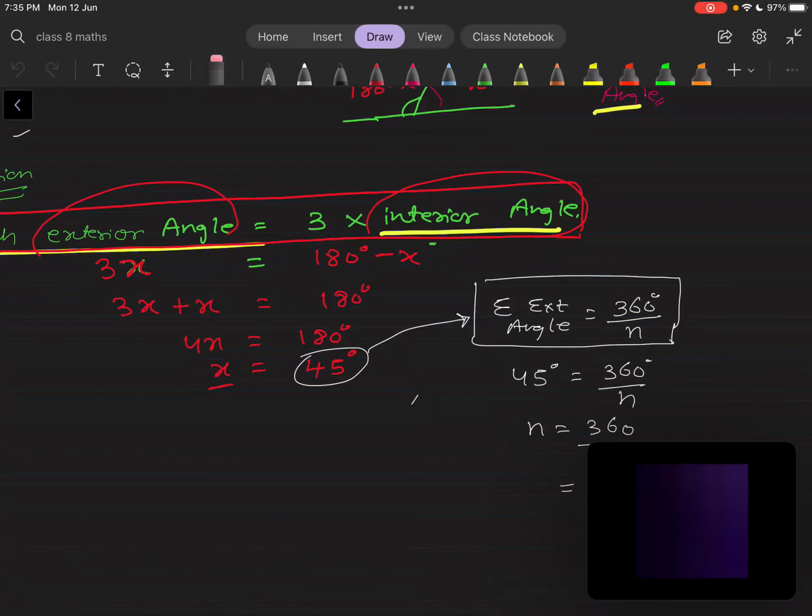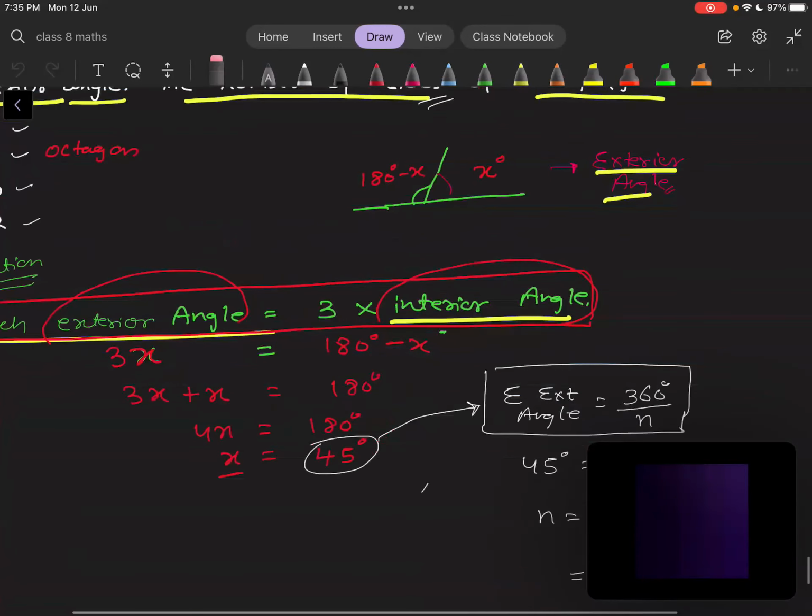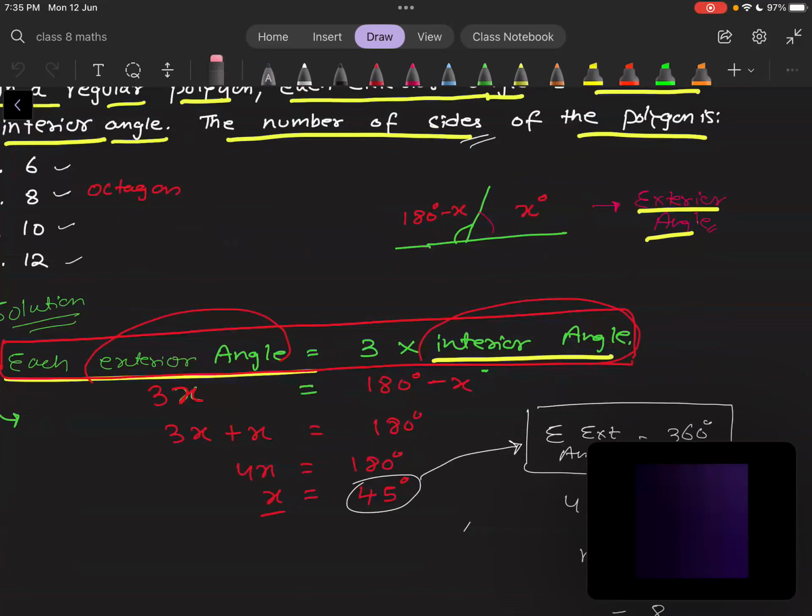So far, whatever we have discussed, do you have confusion in anything? No, sir. All right. So today we are going to begin talking about the different types of quadrilaterals.